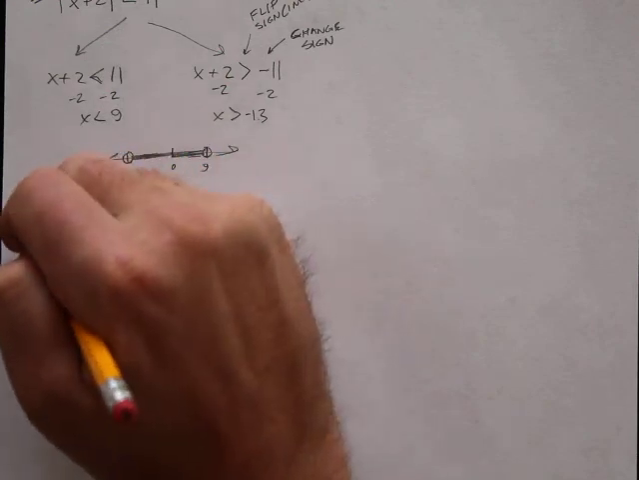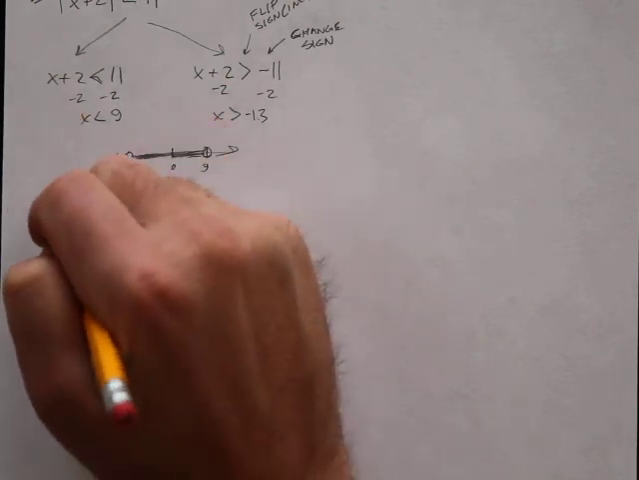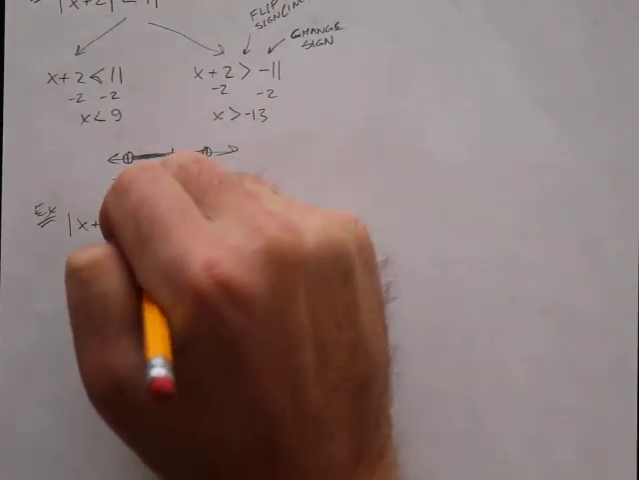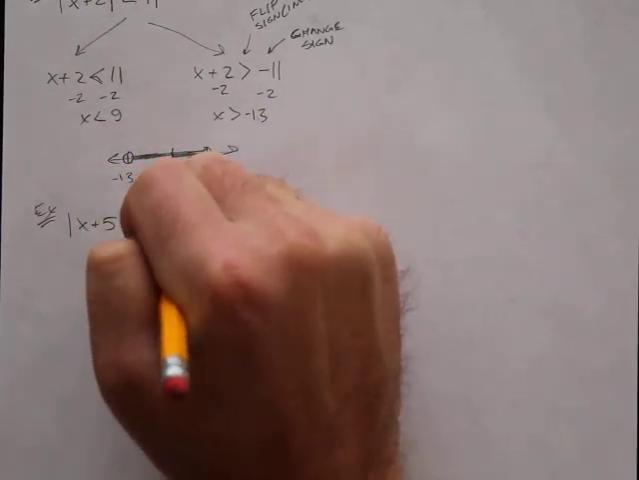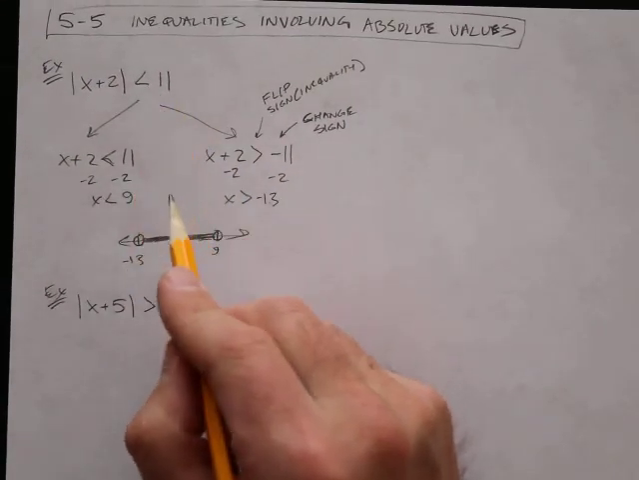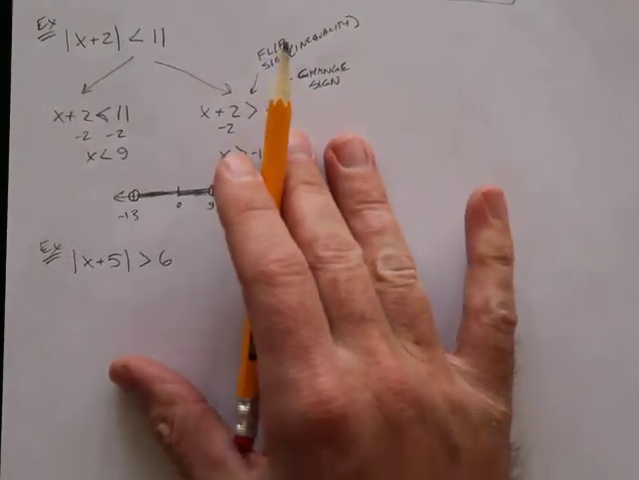Now here's another example. It's going to be an OR situation. Absolute value of x plus 5 is greater than 6. So now we're going to have an OR situation. It doesn't totally matter if you know it's AND or OR. If you graph it correctly, you're going to get there.